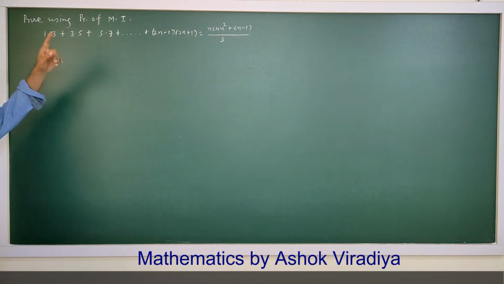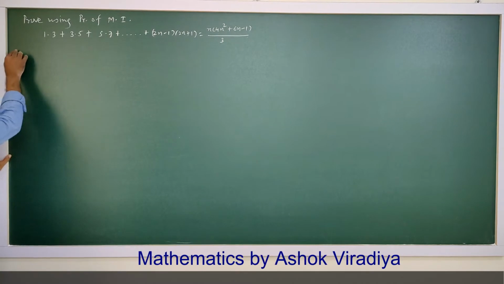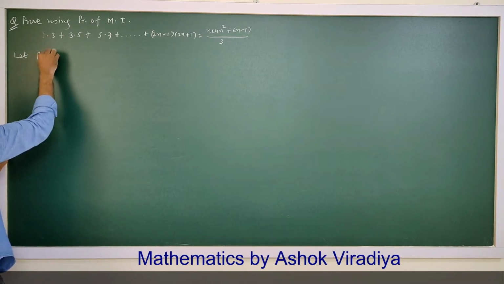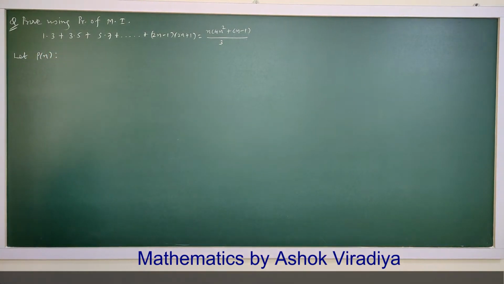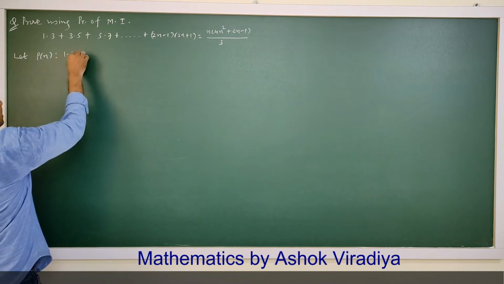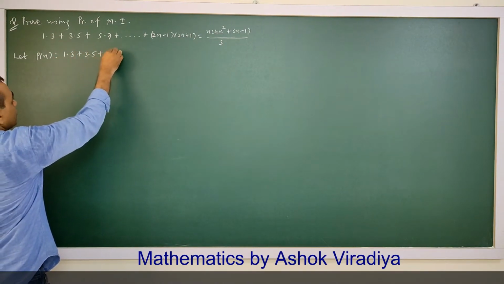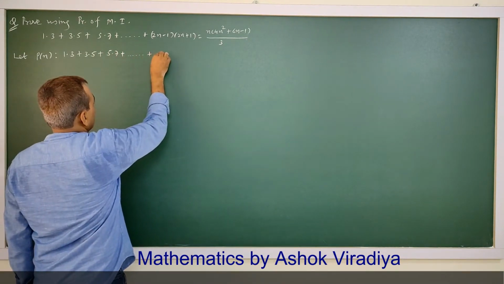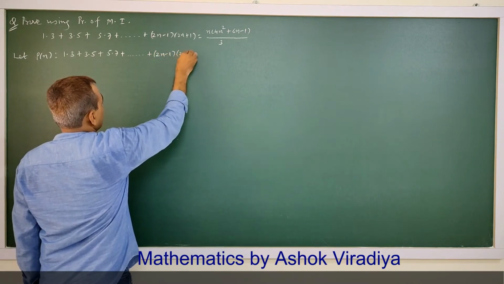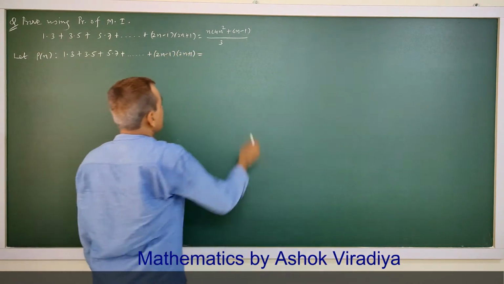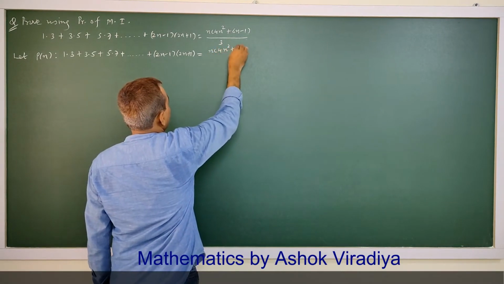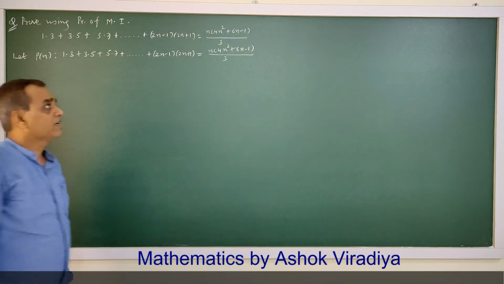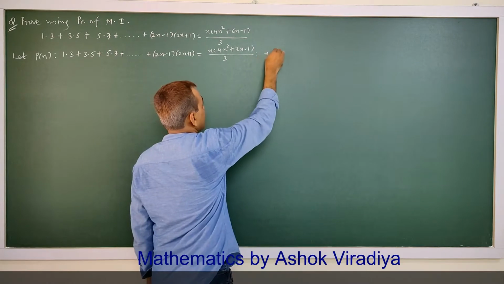Prove using the principle of mathematical induction. Let me call this statement P of n. The statement for natural numbers: 1 into 3, 3 into 5, 5 into 7 plus up to (2n minus 1) into (2n plus 1) equals n into (4n square plus 6n minus 1) upon 3. This is the statement for n a natural number. n is any natural number.